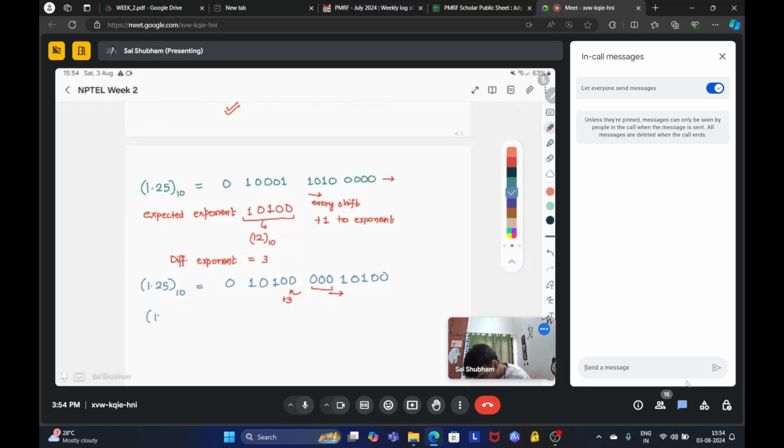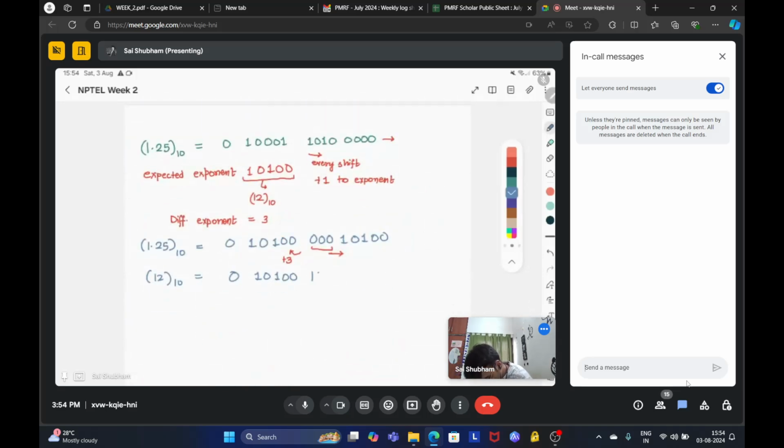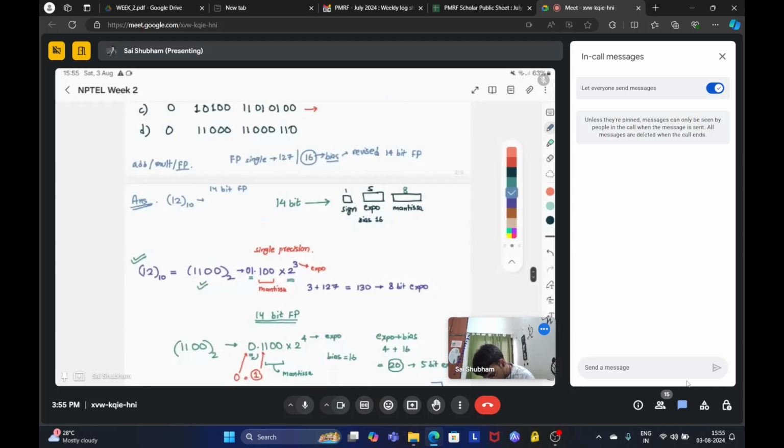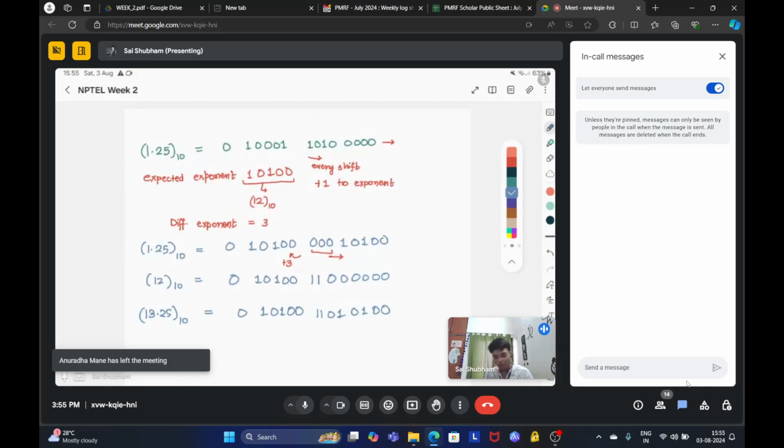Now we have another number 12, which is... so the answer is C. Is the process clear to everyone? How we perform the addition?